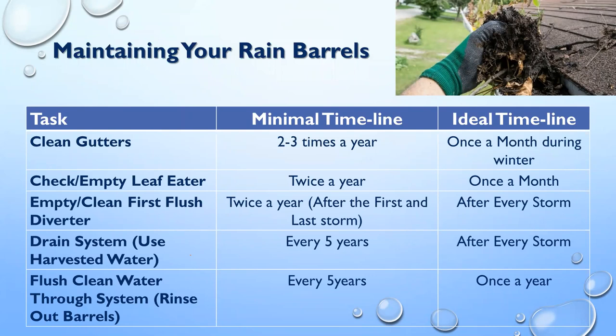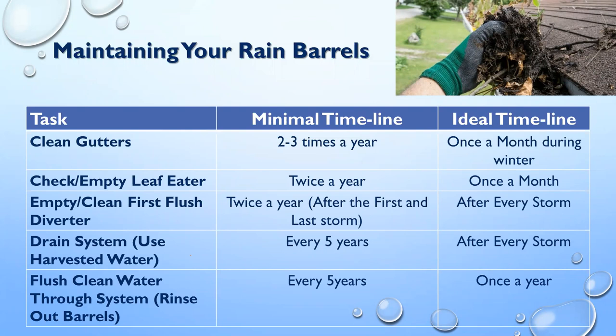About every 5 years, you want to just flush some clean water through your barrels. So this is usually right about this time of year, as we're getting into October and we're thinking about the next rain events coming up. Your barrel's probably already empty. You've used it through this whole dry season.